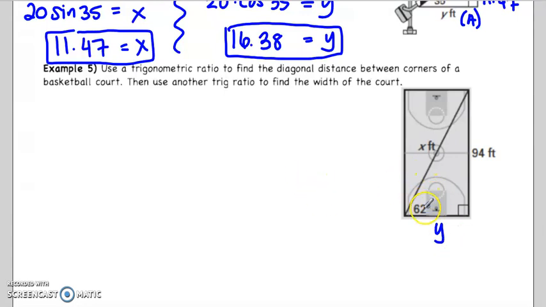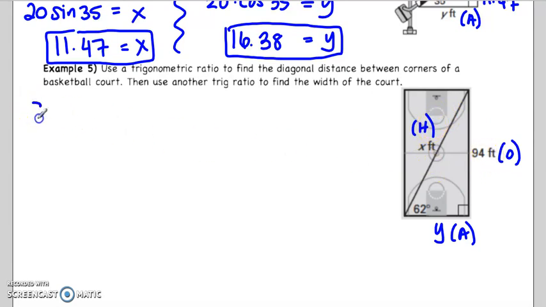Now, according to the reference angle 62, what I have is 94 feet would be the opposite length. X is going to be the hypotenuse, as you can see across the 90-degree angle, and therefore y is the adjacent side. So I'm going to find x first. I'm going to find the distance between the corners of the basketball court. And that's going to require me to use the opposite and the hypotenuse, because I do know the opposite side.